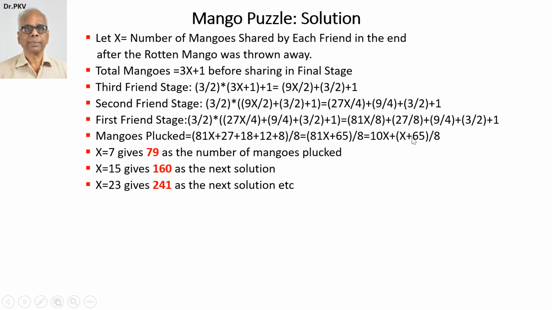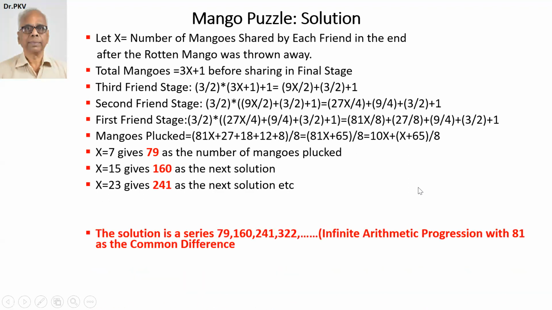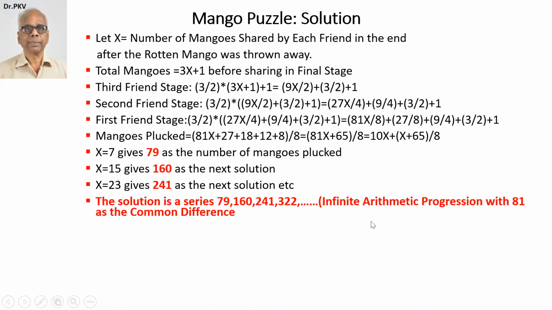You can check that. For example, I put x is equal to 31. 96 by 8 is 12. 31 when I put it is 310. 310 plus 12 is 322, and therefore it moves on and on. The solution is a series which starts with 79, the minimum, then 160, then 241, then 322, etc. An infinite arithmetic progression with 81 as the common difference.